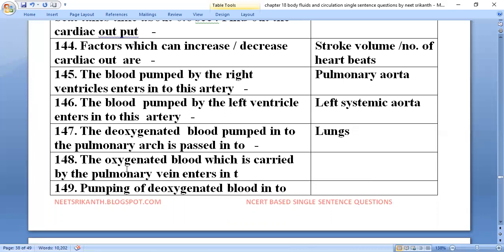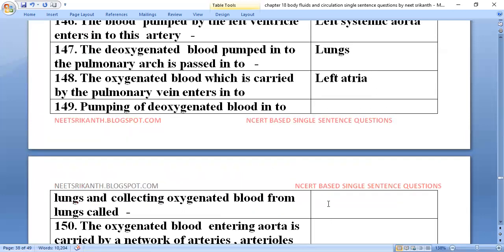Oxygenated blood which is carried by the pulmonary vein enters into left atria. Pumping of deoxygenated blood into lungs and collecting oxygenated blood from lungs is called pulmonary circulation. We call it pulmonary circulation.